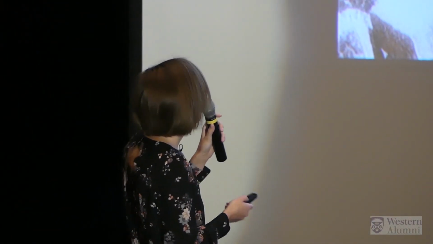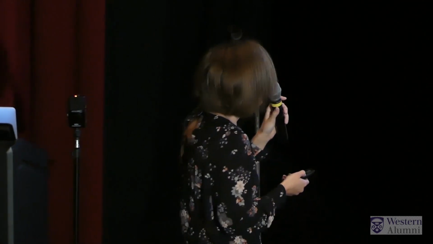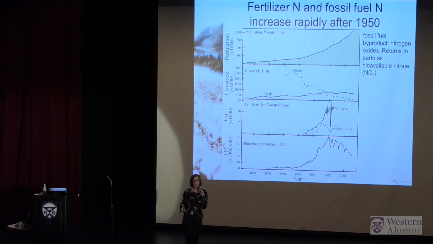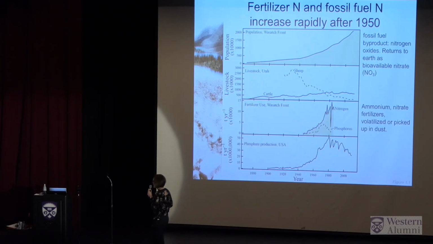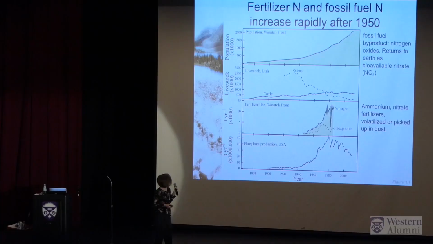So fertilizer nitrogen and nitrogen from fossil fuel combustion increases rapidly after 1950. So the lakes that I studied are downwind of Salt Lake City, which is a rapidly growing metropolis. And that population has increased drastically since 1950, which comes with an increase in fossil fuel combustion as well. At the same time, fertilizer use has increased in this area as agriculture has intensified, and fertilizer can add nitrogen as well. So this is fertilizer use in the Wasatch Front, which is the region nearby my lakes.